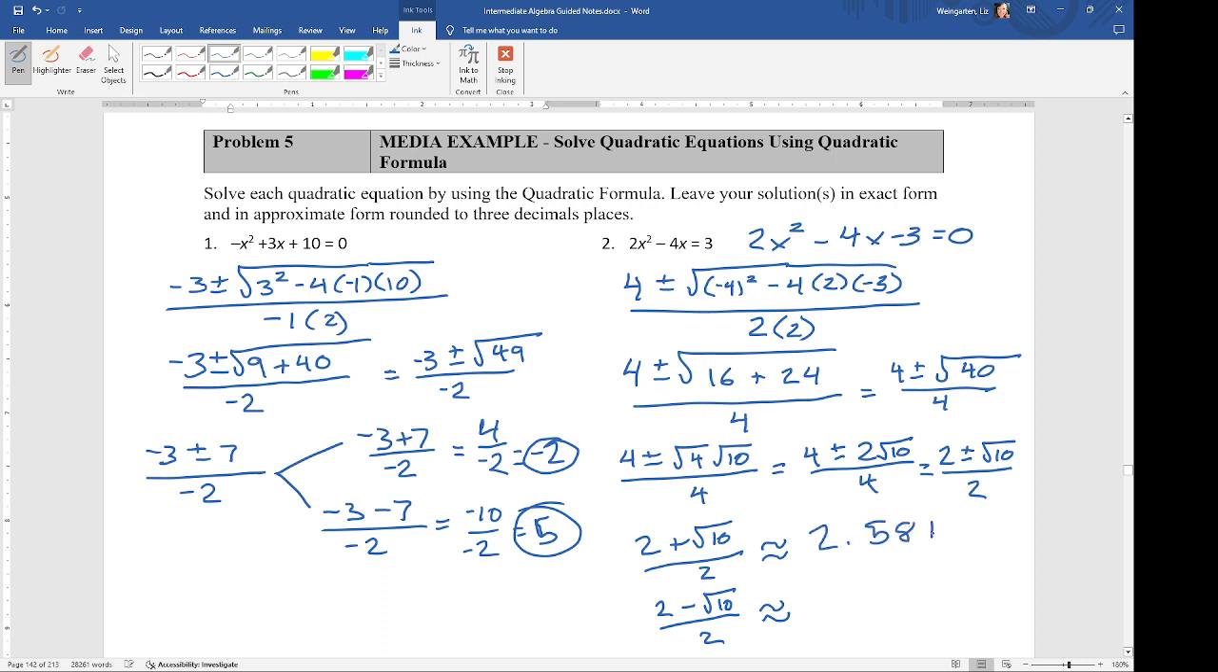2.581. 2 minus the square root of 10, divided by 2, you should get negative 0.581. Those are your approximate solutions.